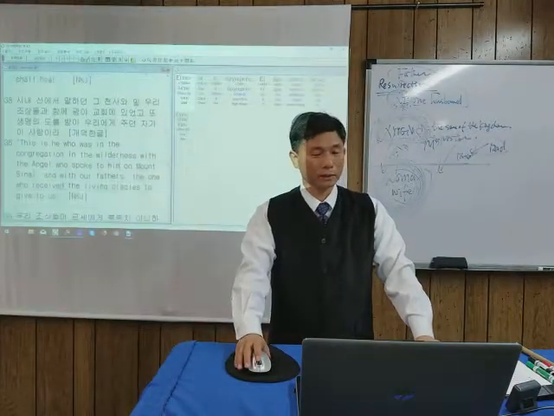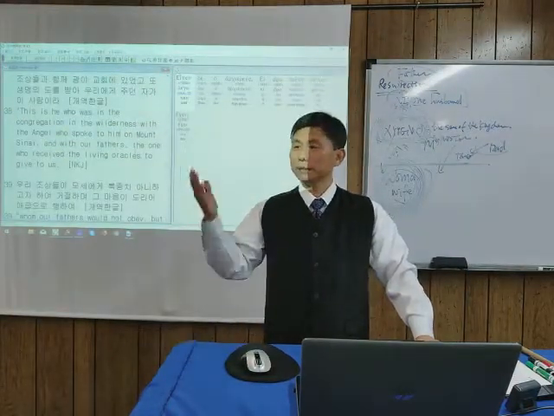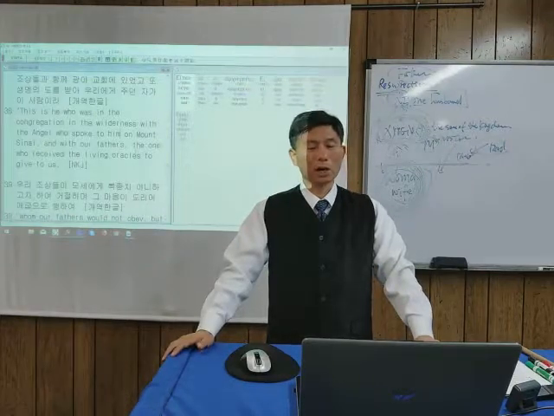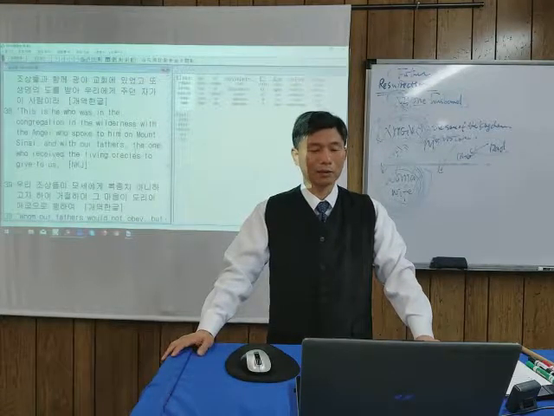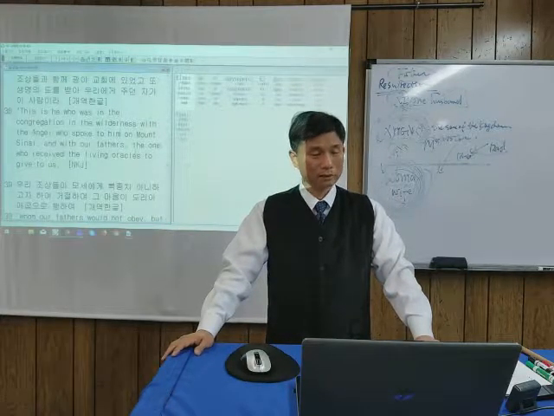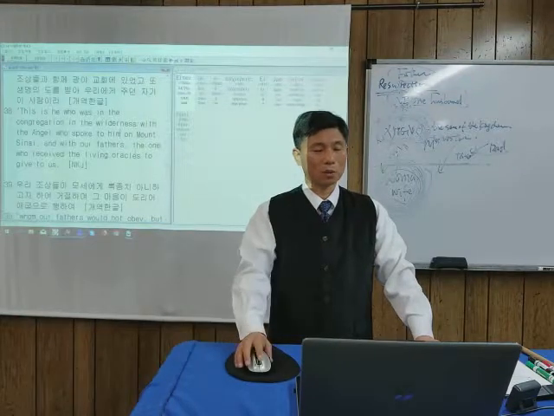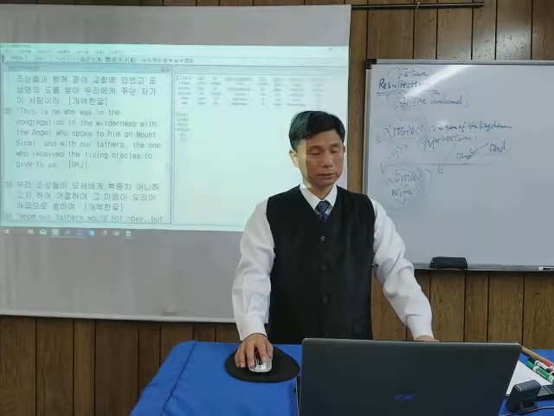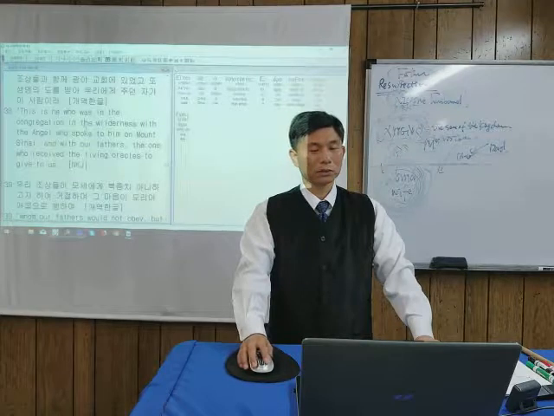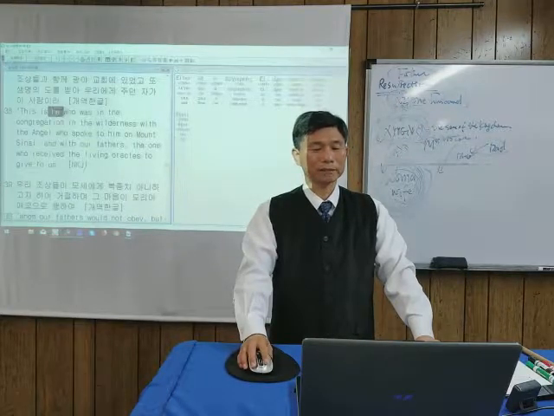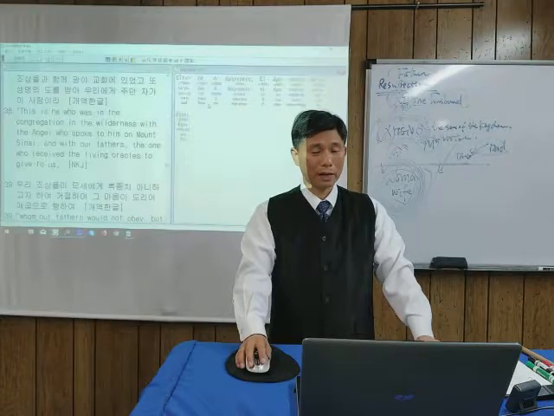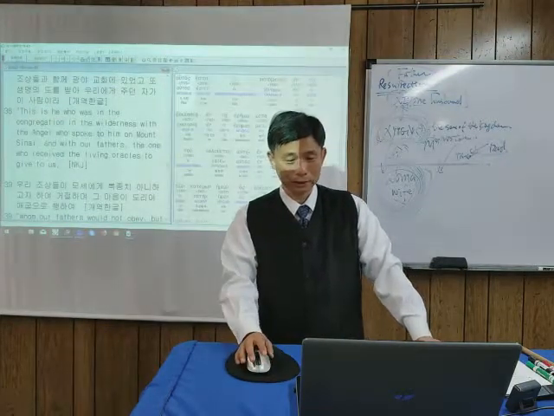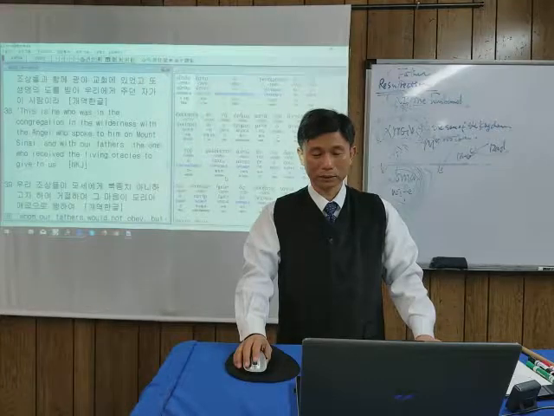Okay, 38. This is he, this is Moses, who was in the congregation in the wilderness with an angel who spoke to him on Mount Sinai and with our father, the one who received the living oracle to give to us. So this is he, Moses, prophet. He's in the congregation in the wilderness with the angel. Angel is what? ἄγγελος.